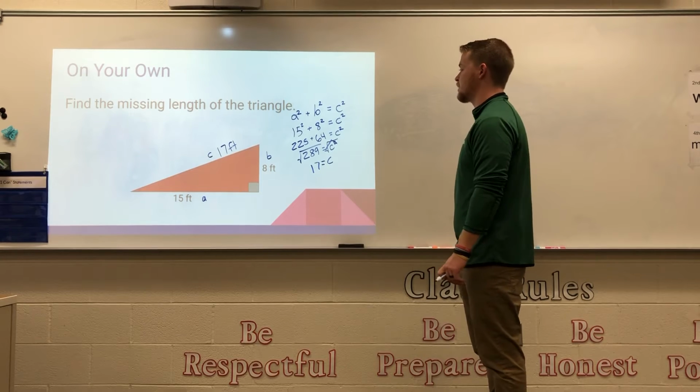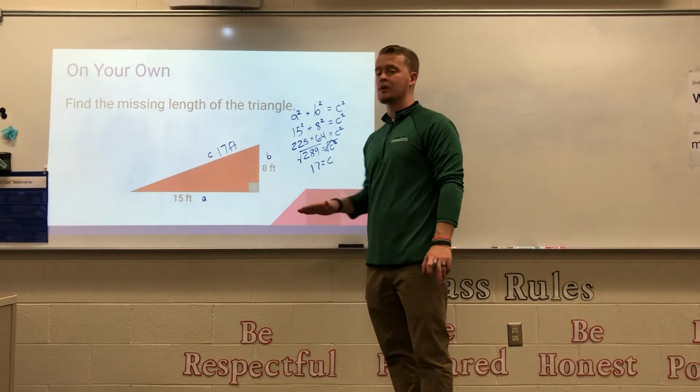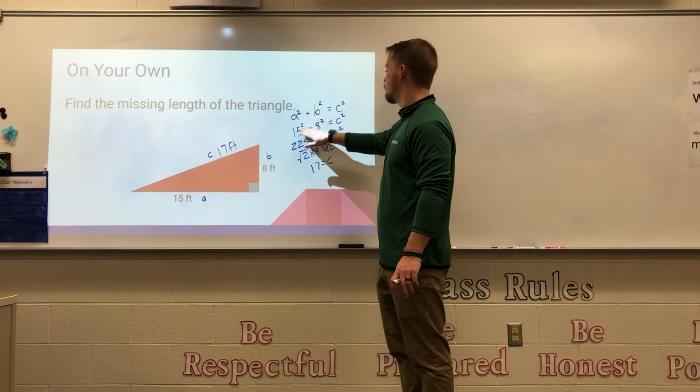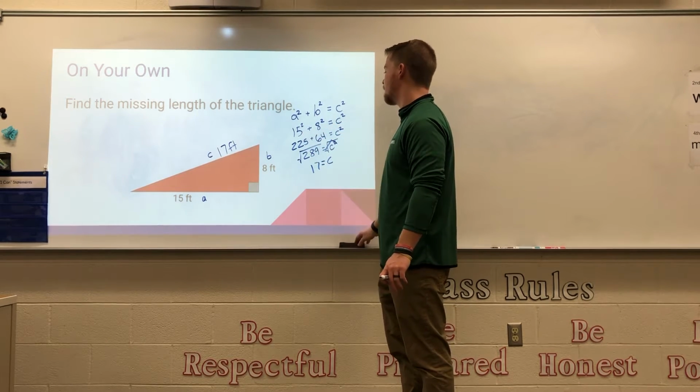So that's all you're doing here: we're trying to plug in the two sides we're given into the Pythagorean Theorem, and then after that, we're just solving for that missing variable by simplifying.